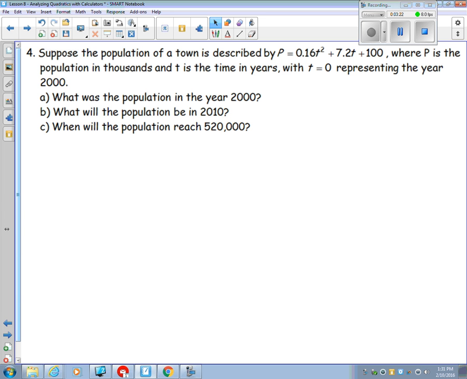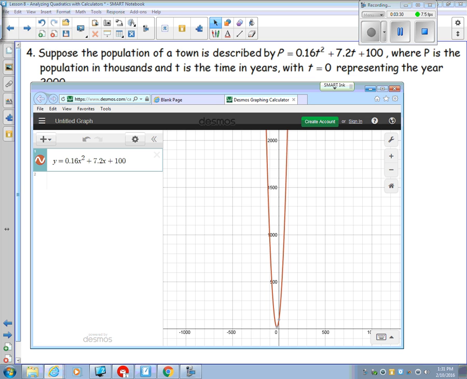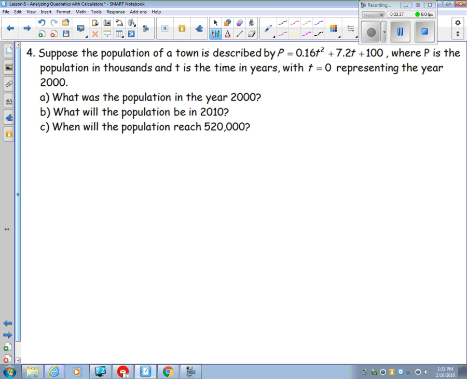Okay, so what was the population in the year 2000? Well, that's where my T is 0, right? It's my initial value. So let's take a look at our initial value on this thing. That looks like this dot right down here at the bottom. So my population at time 0 is 100. Now remember, they told us the population was in thousands, so it'd actually be 100,000, right?